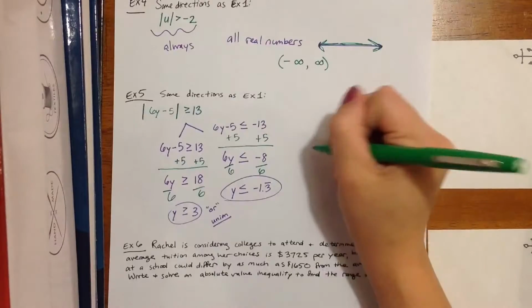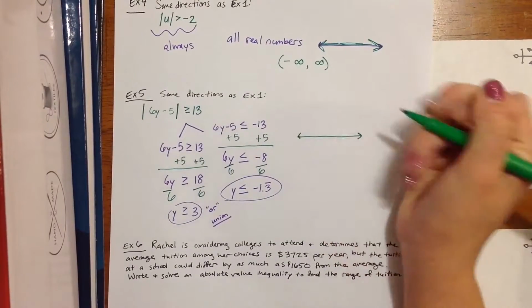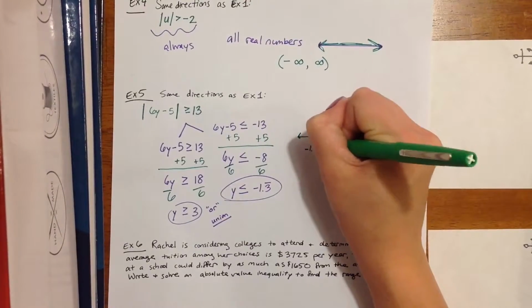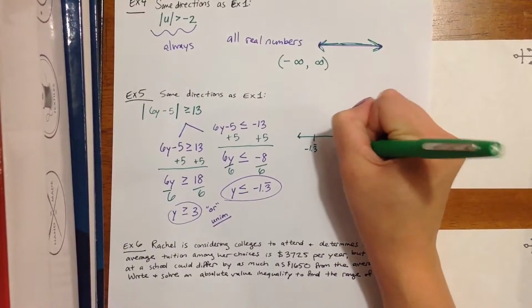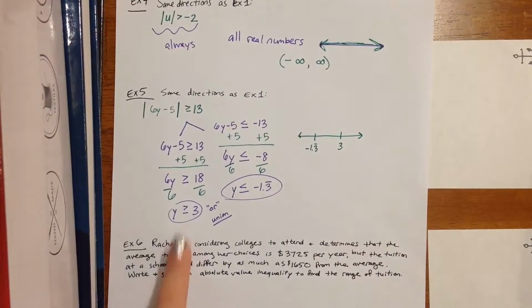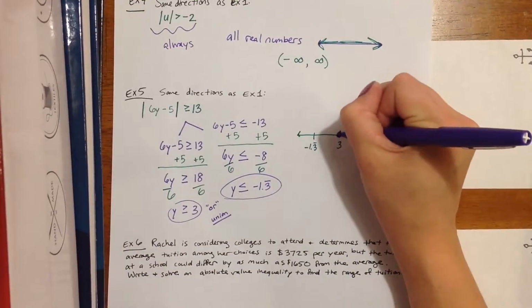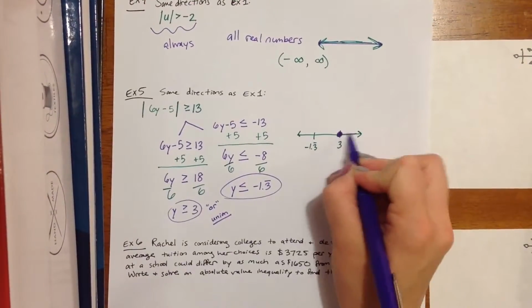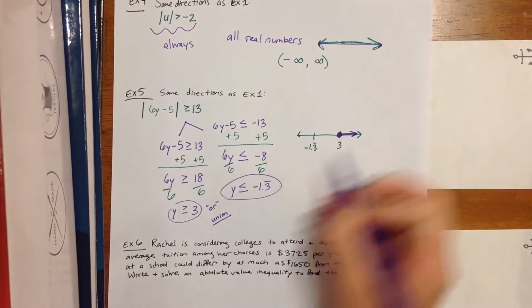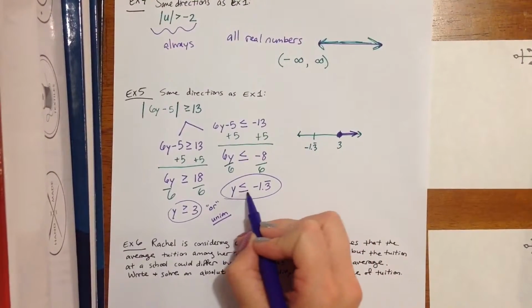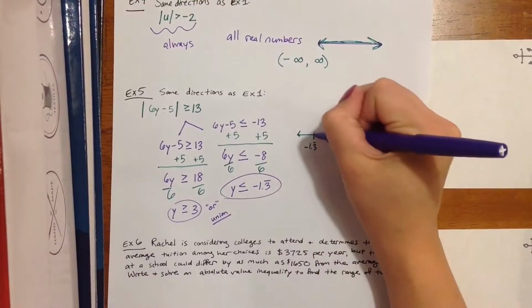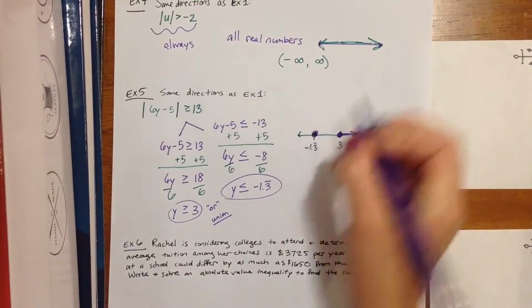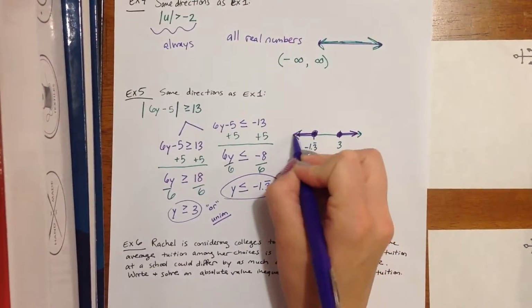So first, graphing this on a number line, my important values are -1.3 repeating and +3. I can be greater than or equal to 3. So equal to, I have my filled in dot, greater than. And -1.3. Since it's less than or equal to, I have a filled in dot. Less than, I'm going to the left.